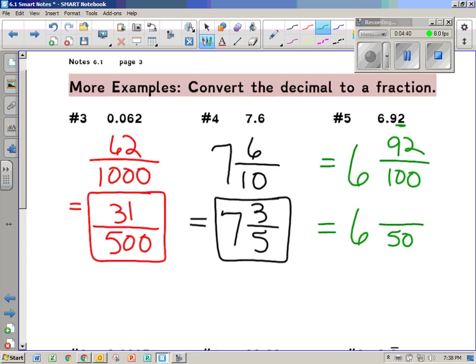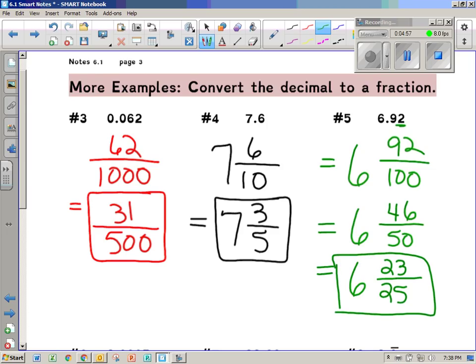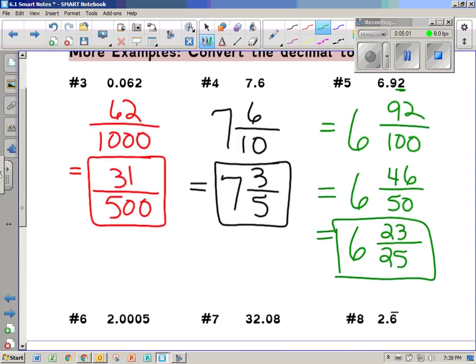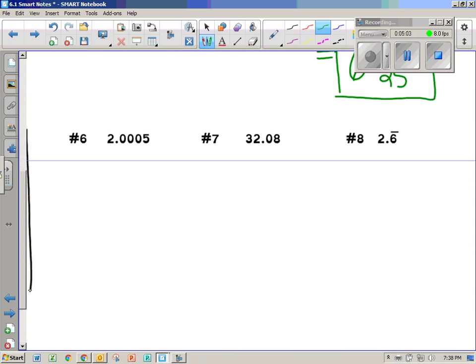90 divided by 2 is 45, so 92 divided by 2 would be 46. And then both of those are even, so we'll divide by 2 again. We get 23 over 25. And then we have it. So you can see the process is really not too tough. This is going to be your favorite section of conversions right here, most likely.